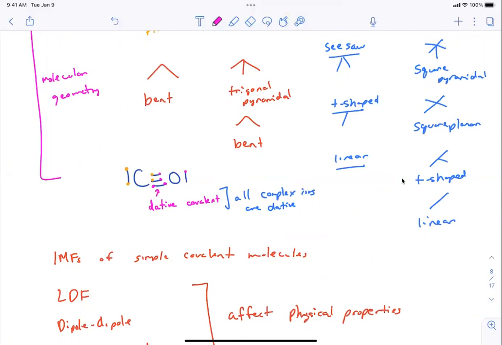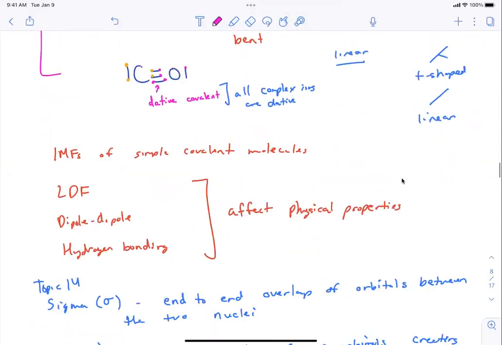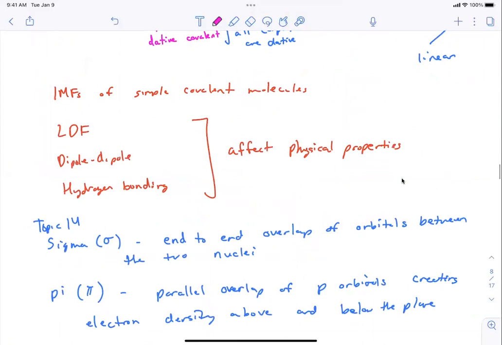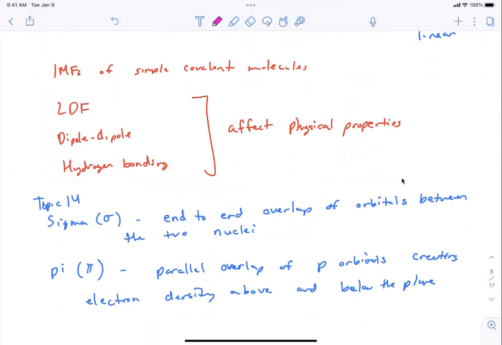Yeah, Isabella, I thought I saw your hand up. Okay. So knowing your IMFs of simple covalent molecules, LDF, dipole, and hydrogen bonding, those are the ones that affect physical properties. So if you're ever talking about a physical property like boiling point or volatility, you need to address the IMFs in a simple covalent molecule.